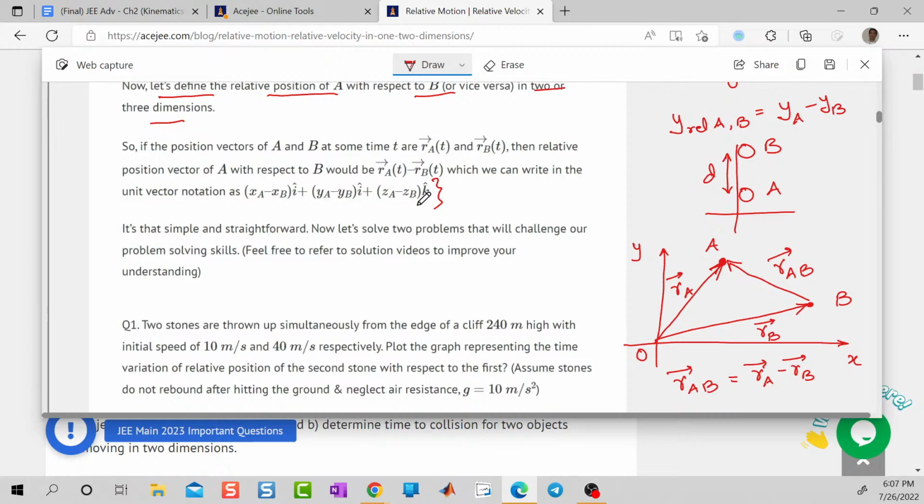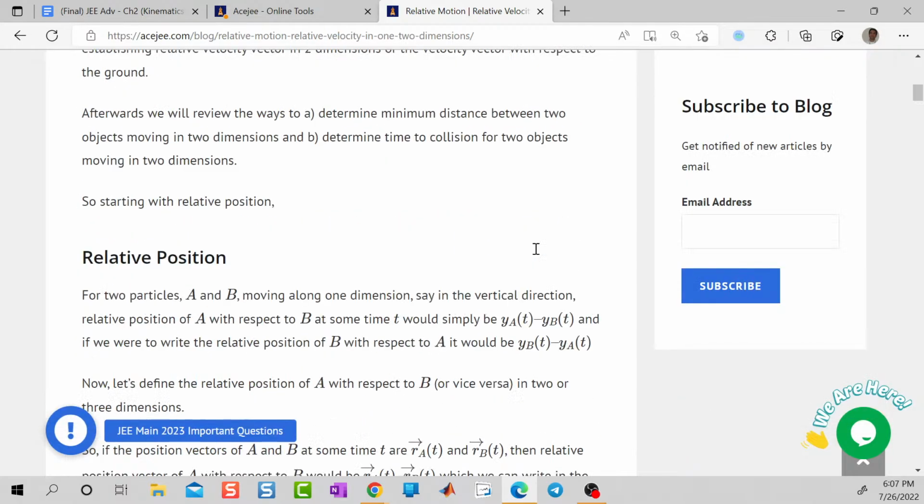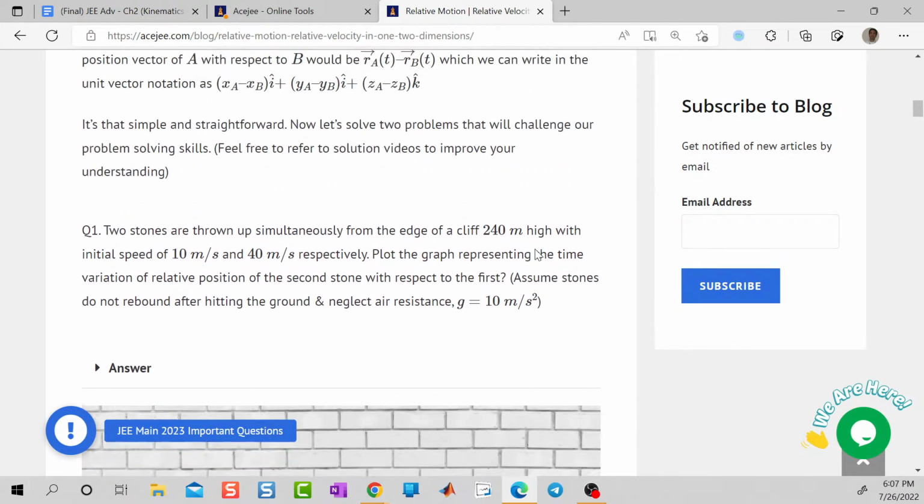Okay, it says now let's solve two problems that will challenge our problem solving skills. So let's take a look at some of the problems here. Okay, please go ahead and solve this question. I'm just going to read through it with you guys and then you guys can take it up and try and solve it.